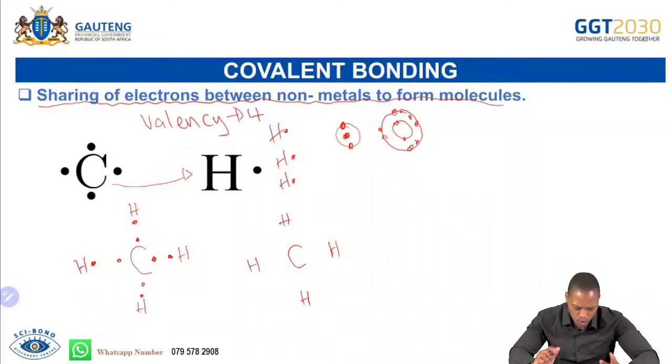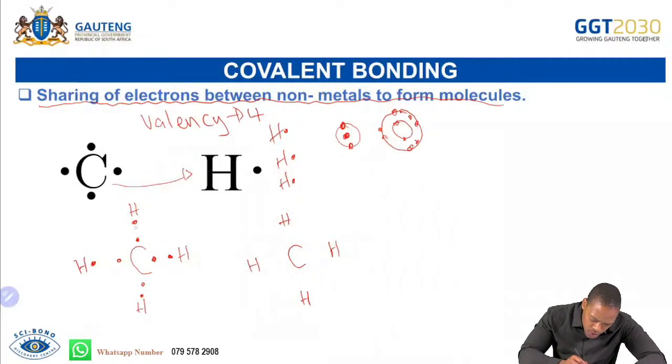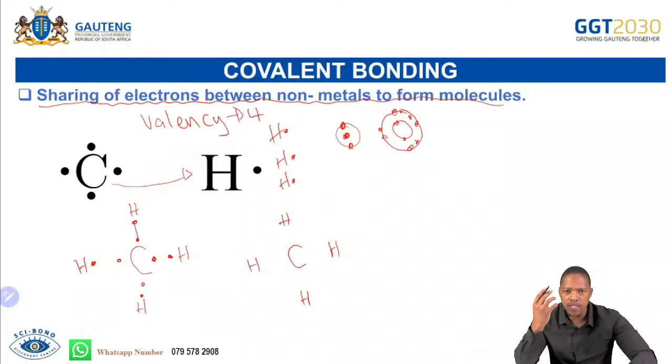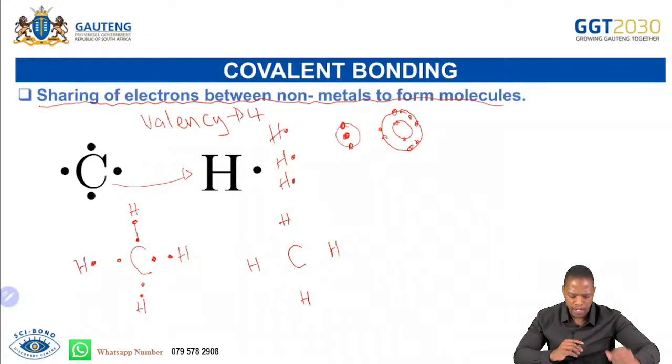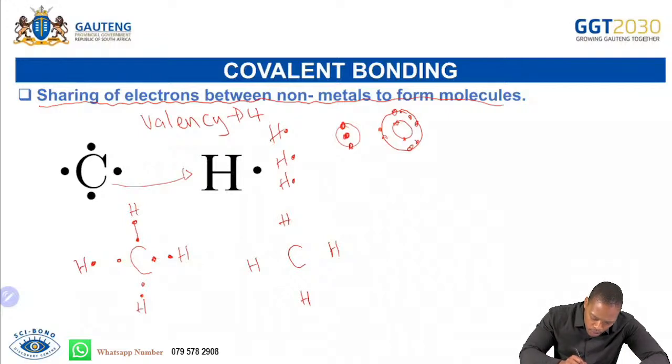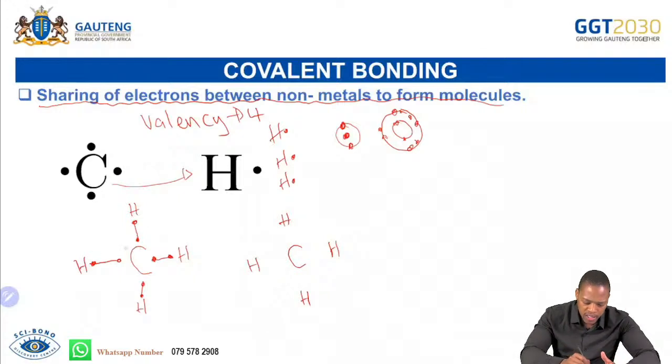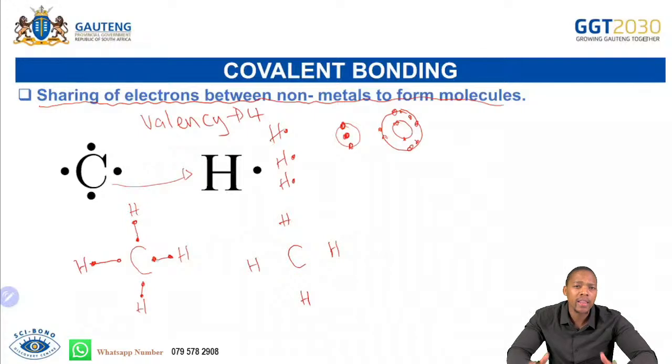What I can now do is simply write these 2 as lines, knowing in my head that a line represents that there are 2 electrons being shared there. And I'm going to write another line here, and another, and another. What I'm trying to do here, grade 12, is show you where these lines that we draw in organic chemistry are coming from.